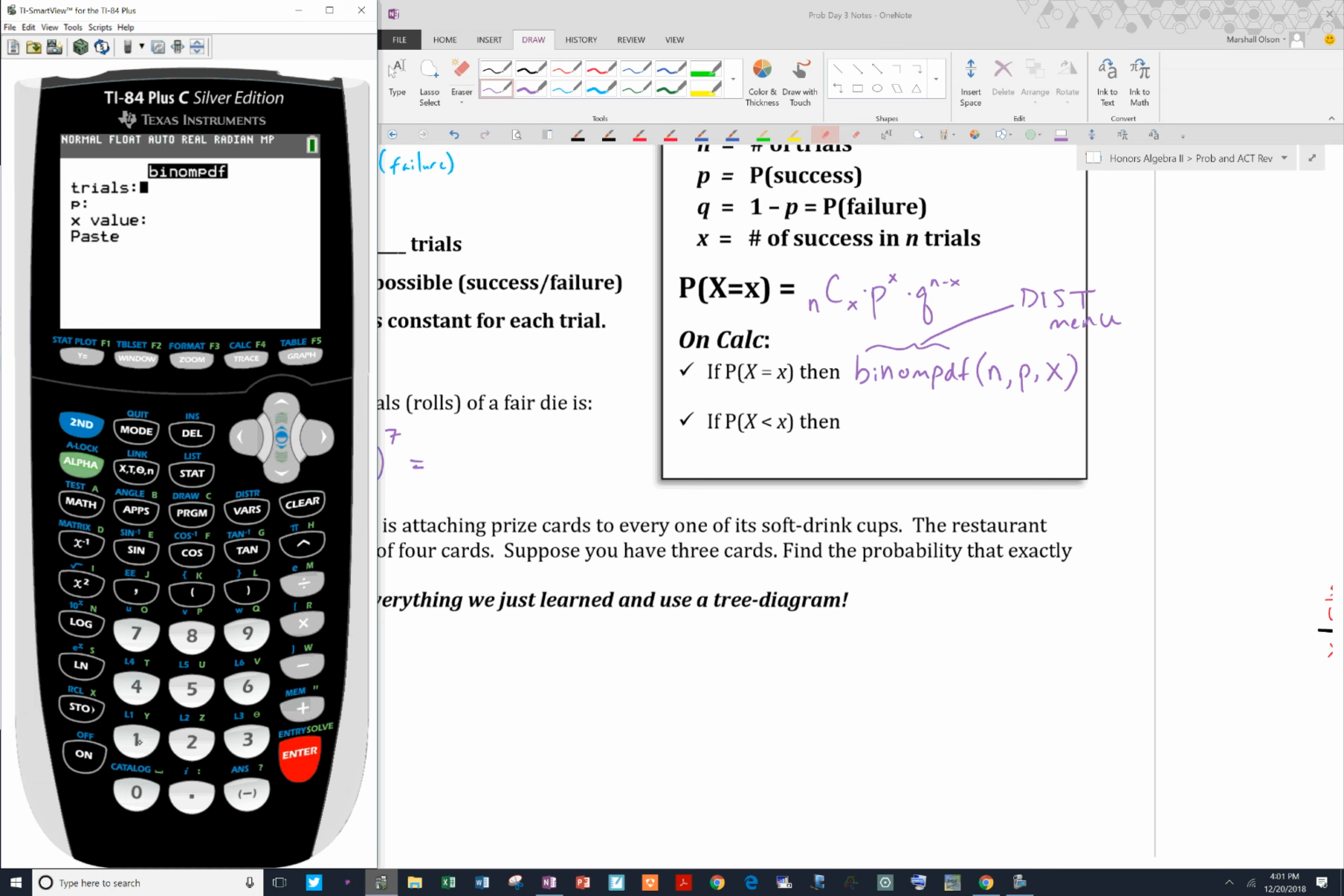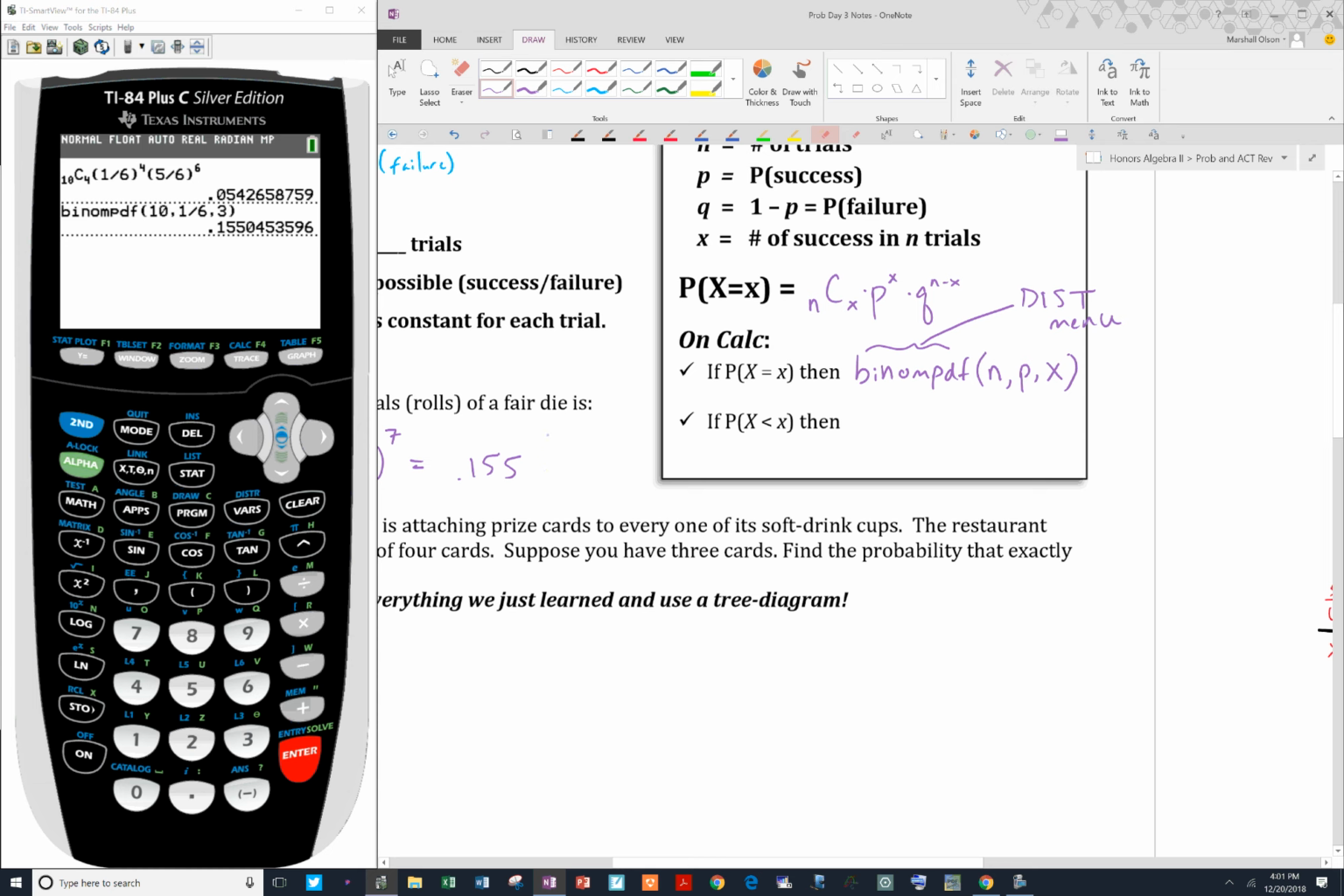So I'm going to type in 10 for the number of trials. And if you have an old calculator, you're going to be typing it in like I have written down there. And then the probability of success was 1/6. And then the number of successes we're looking for here is, I can't remember how many successes. I think it was 3. Okay, and then I'm going to hit enter. If you have an old calculator, you would have just typed it in just like that. So when I hit enter, that's going to give me my probability there.